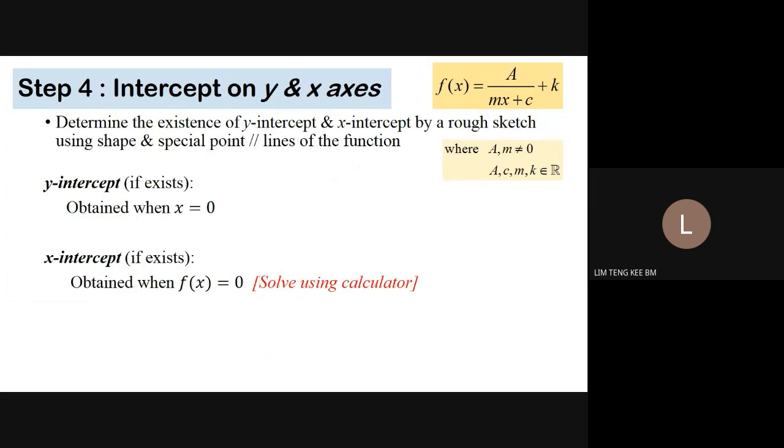By using the info until step 3, by doing a rough sketch, I can identify whether I have any x or y intercept, and if they exist, I calculate accordingly. For the y intercept, I substitute x equal to 0 to find the y intercept. For the x intercept, I have my f(x) equal to 0, or I should say y equals to 0. And usually I suggest solving using a calculator, which is faster. Of course, you can use the manual way of substituting by yourself to get the answer.